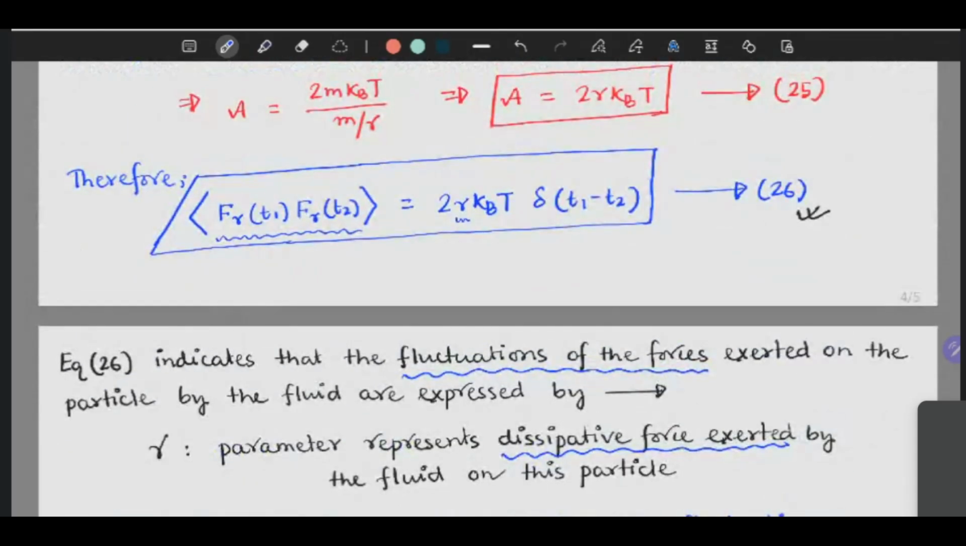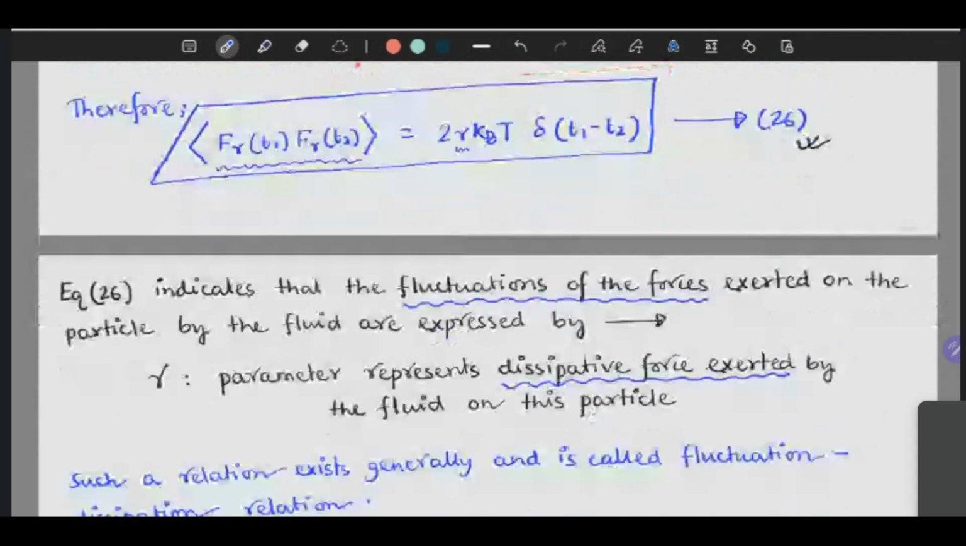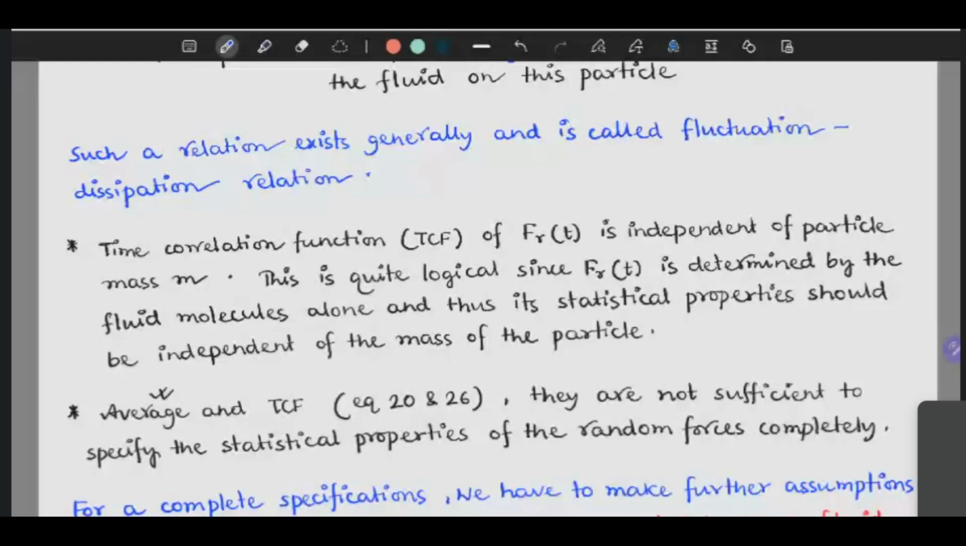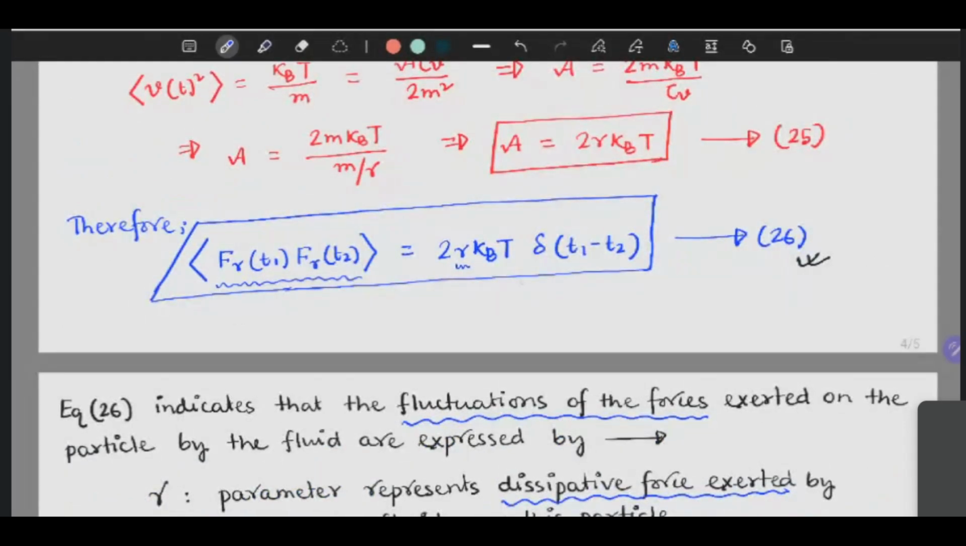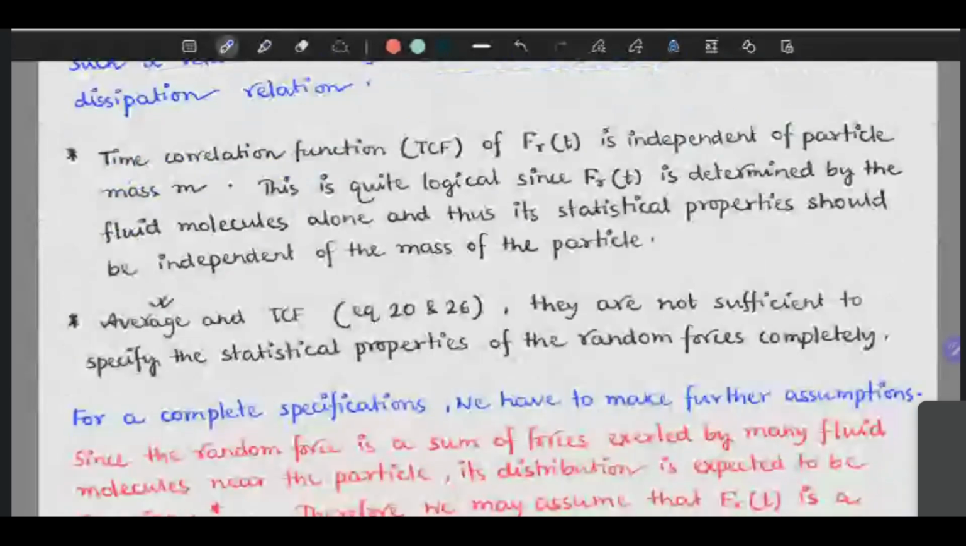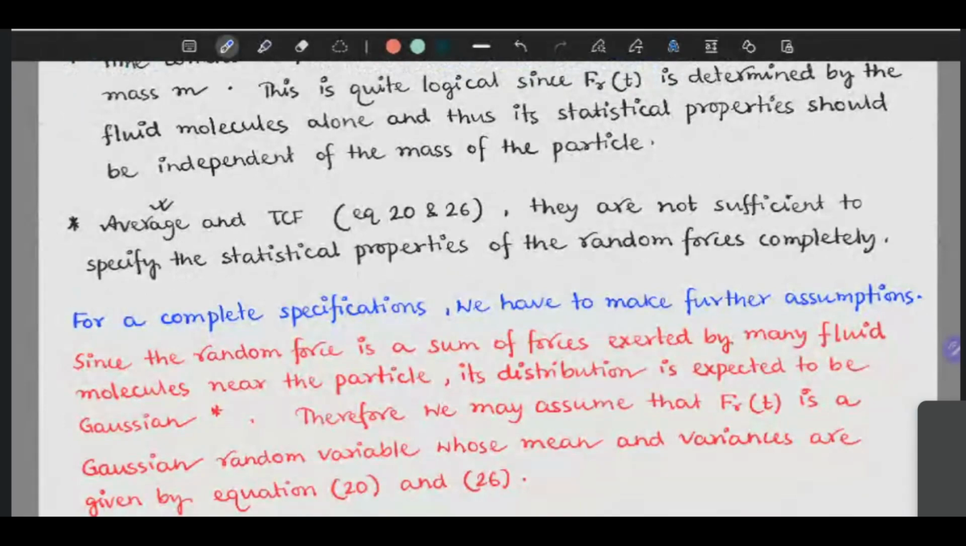Okay, now this time correlation function of the random force is independent of the particle mass m, because in this relation there is no mention of mass m, right? That can be seen pretty easily. So it is quite logical that this random force is determined by the fluid molecules alone, because in this relation there is no mention of any property of the particle. So the random force's statistical properties should be independent of the mass of the particle.